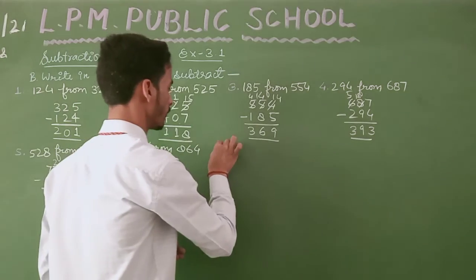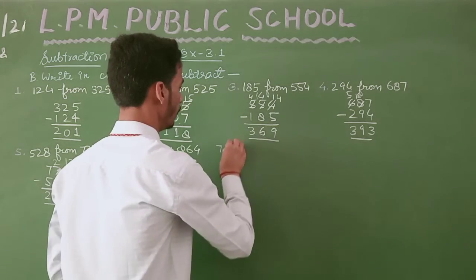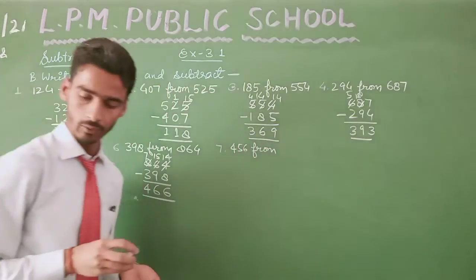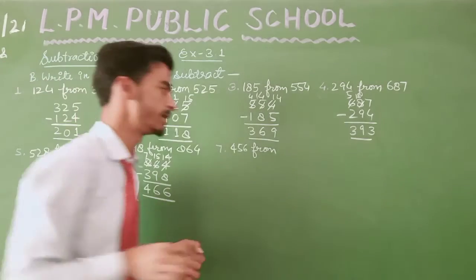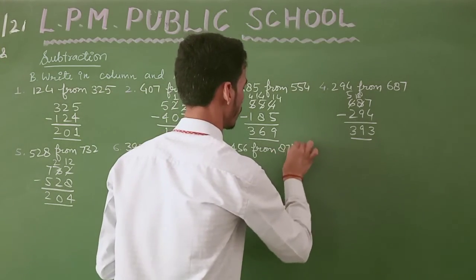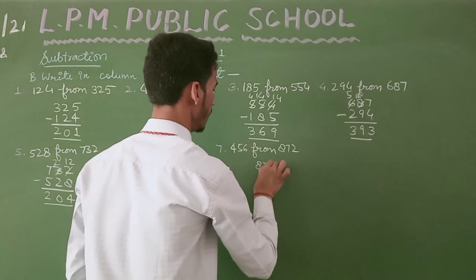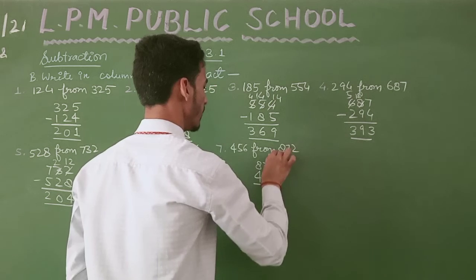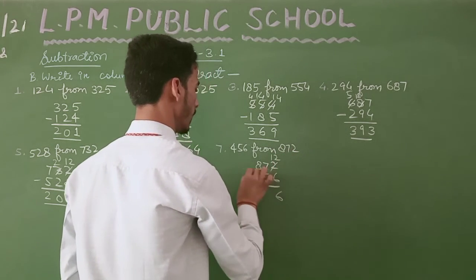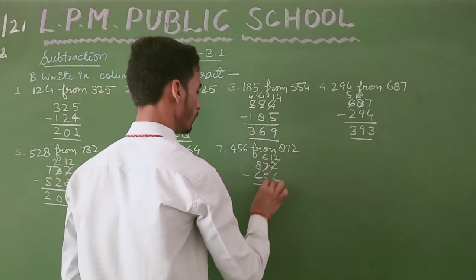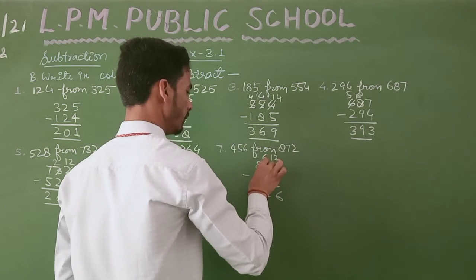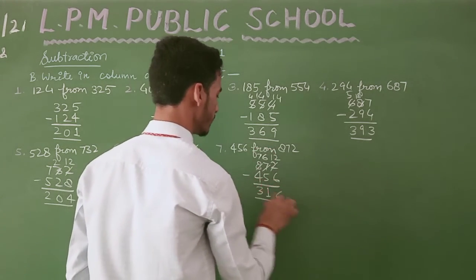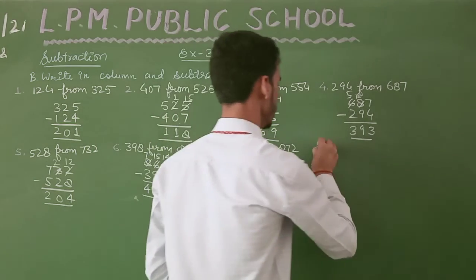Question number 7 is 456 from 872. So 872 minus 456. 12 minus 6, 6, and that will be 6 minus 5, 1, and here will be 7. 7 minus 4, 3. So 316.